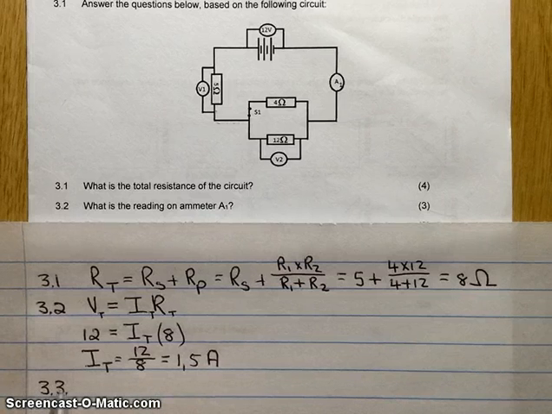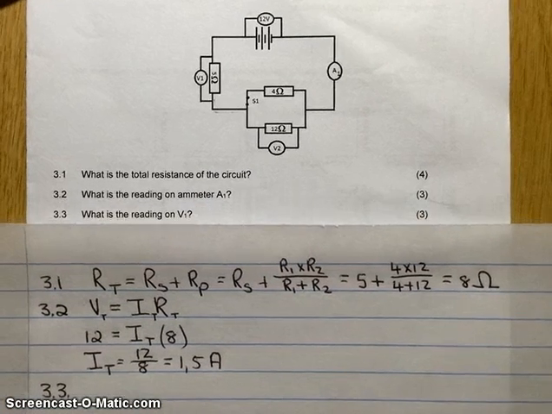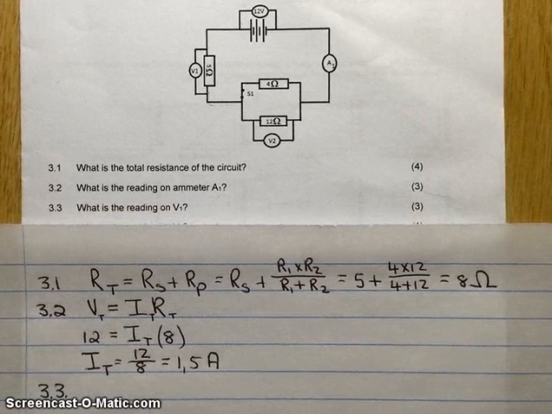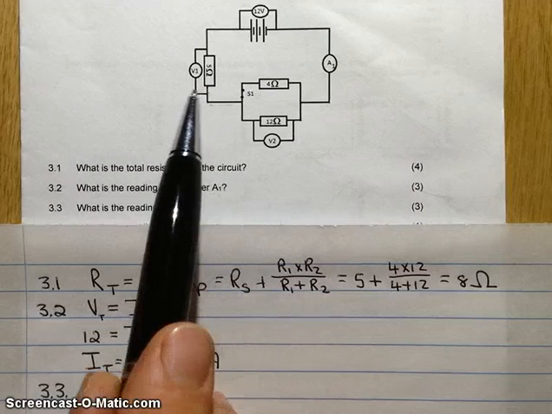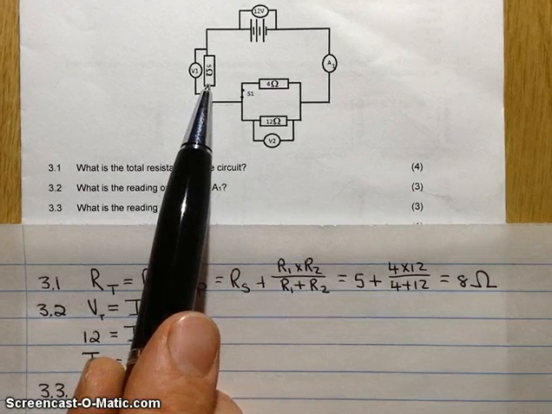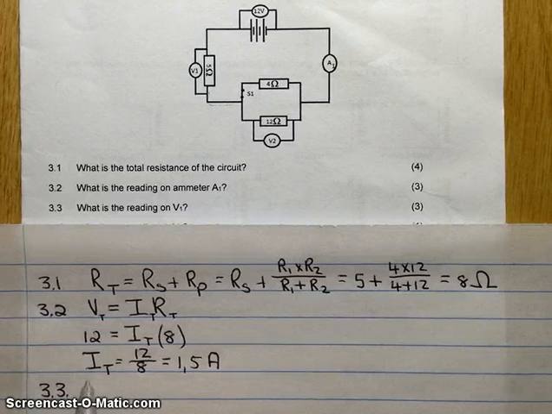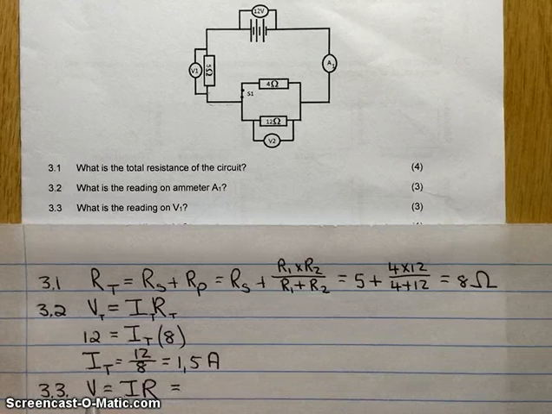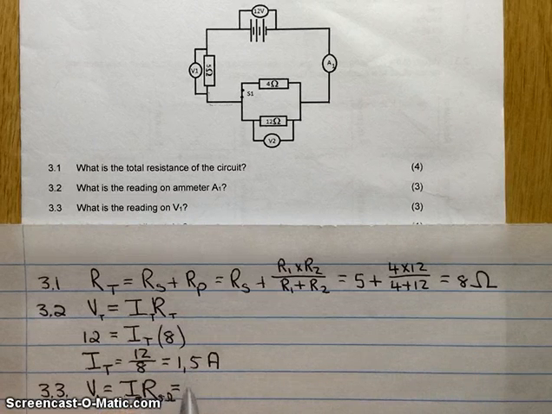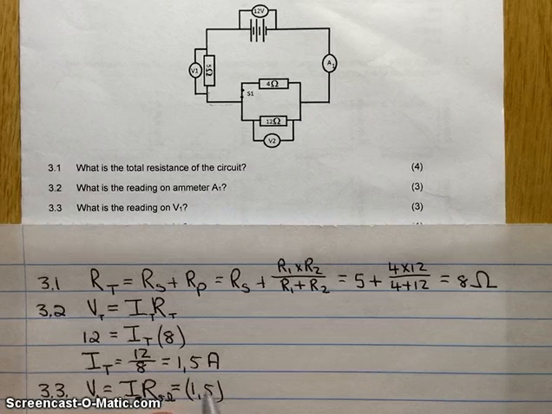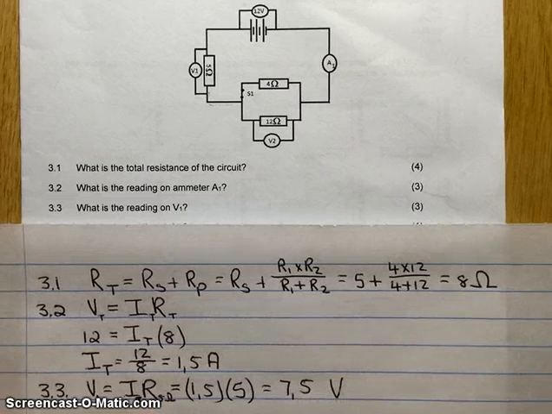3.3 says, what is the reading on V1? Now V1 is the voltmeter over the 5 ohm resistor. Therefore we're going to work with the 5 ohm as resistance, and we're going to say again V equals IR. Now V1 is I total because it's the total current flowing past, and it is the 5 ohm. Therefore the total current which we just calculated is 1,5, and the R is 5. That is equal to 7,5 volt.